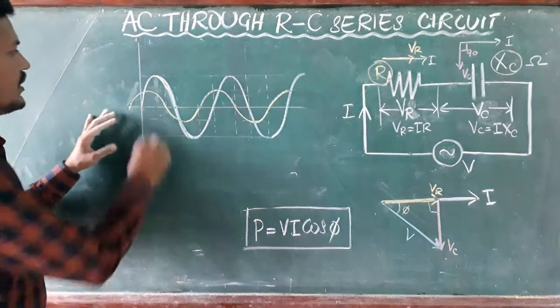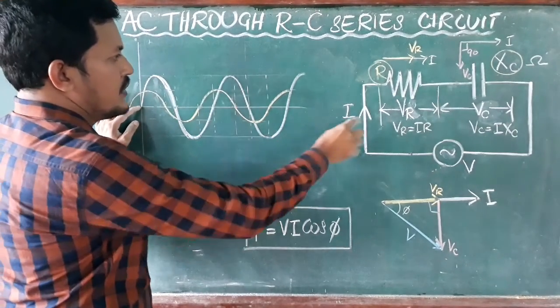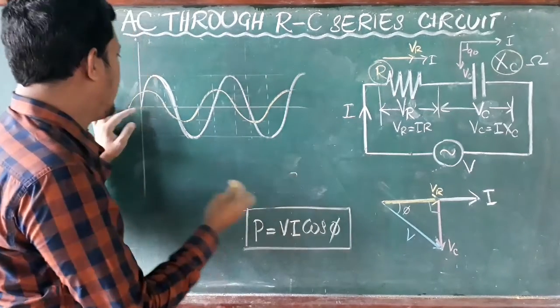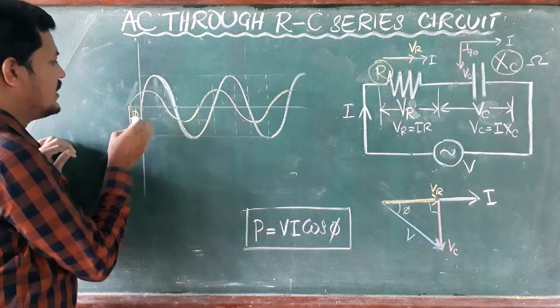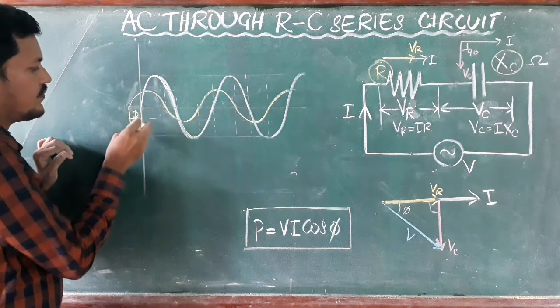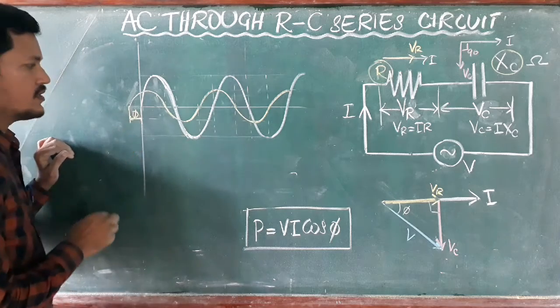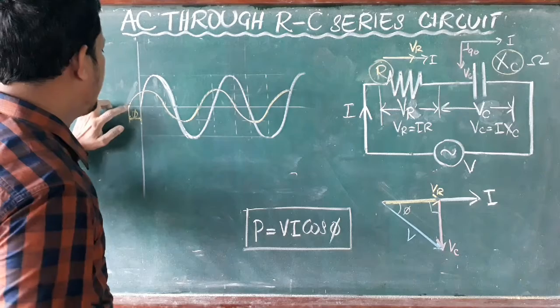Here I have drawn the voltage waveform as the reference waveform. Here the current is leading by some angle phi. I am indicating that phi is less than 90 degrees; the phi angle lies in between 0 and 90 degrees. So the current is leading the voltage by phi.